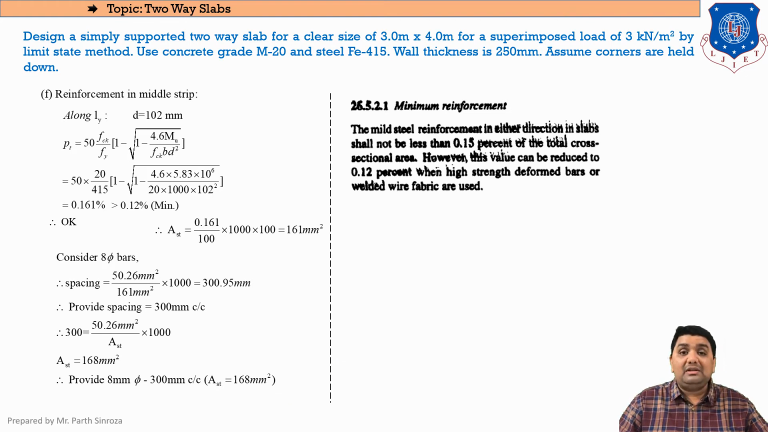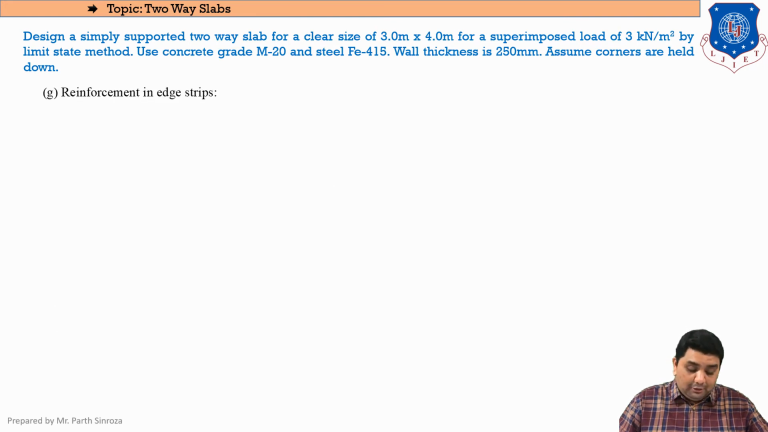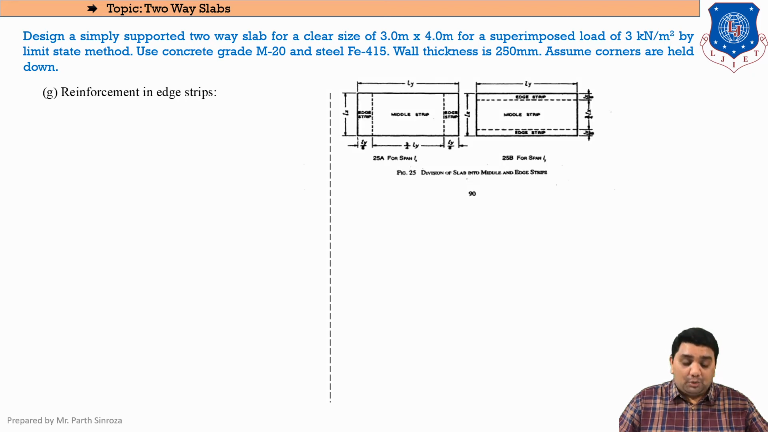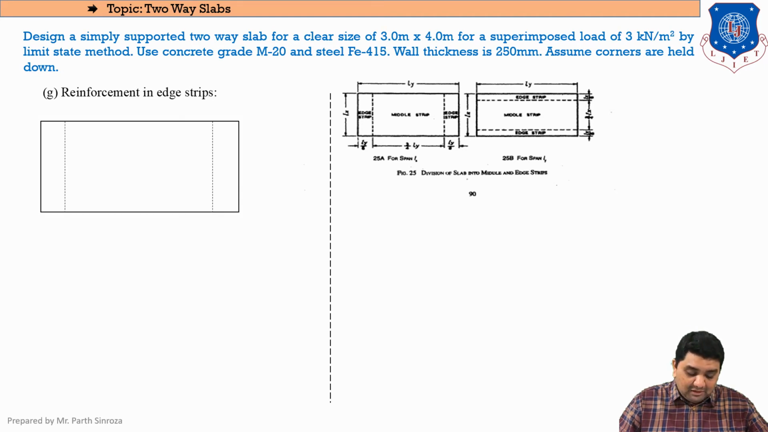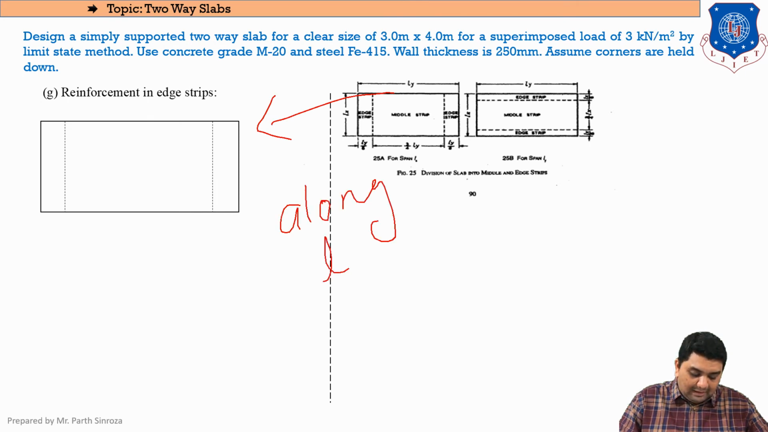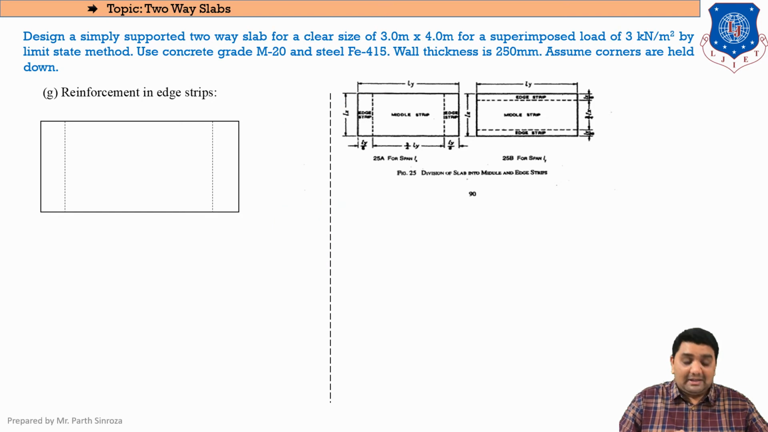Now we'll be moving towards the edge strip, and to check the edge strip, you first need to see the dimensions that we have given. So as you can see here, this figure is from our code, from page number 90. Now we'll be going in detail and finding all the dimensions that are prescribed in this figure. So as you can see here, this will be our first figure that will be along LX, that is along X direction. Clear? Again, along X direction.